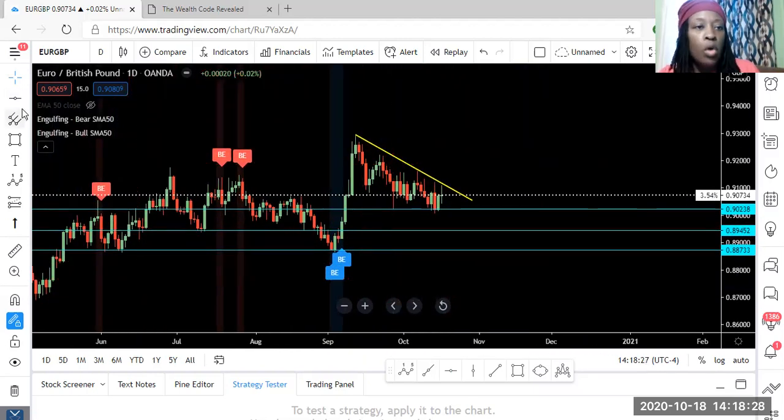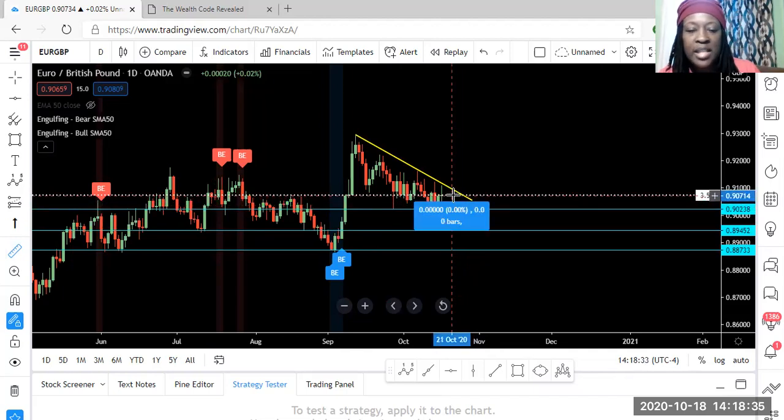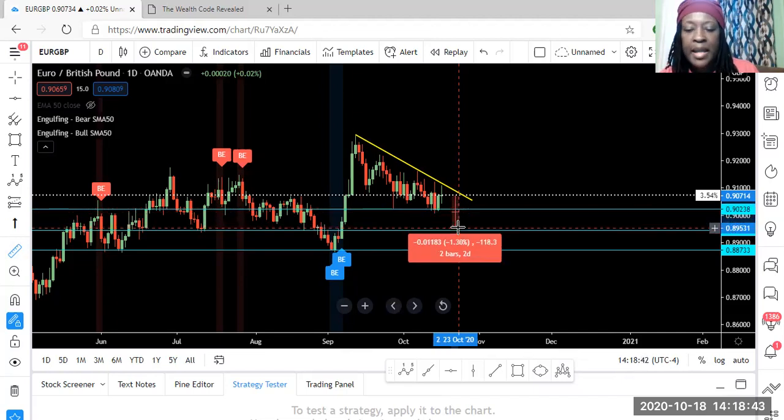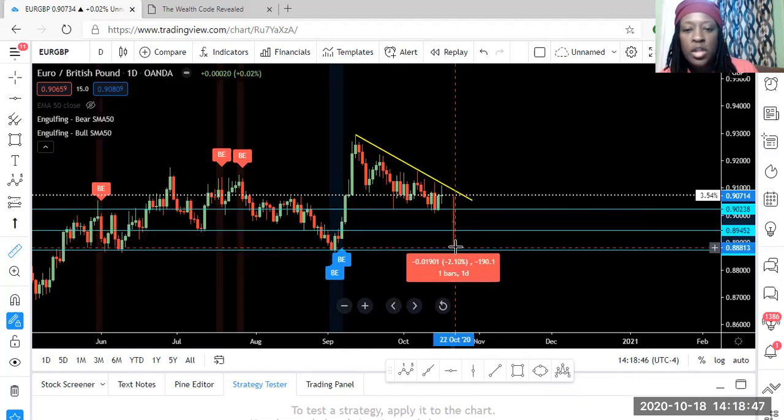Okay, so now let's look at the pips. If you were to take this position, a sell, the first TP level, you're looking at 46 pips. This is on the daily. Second TP level, you're looking at 118, 120 some odd pips. Third TP level, 194, 96 pips. That's what you're looking at.